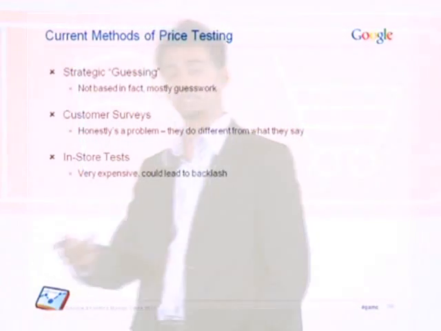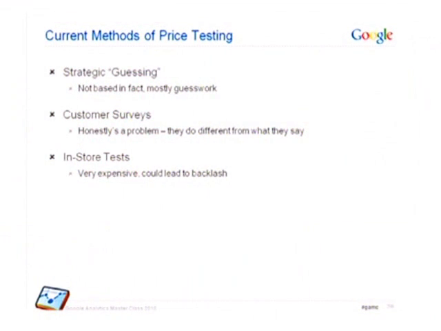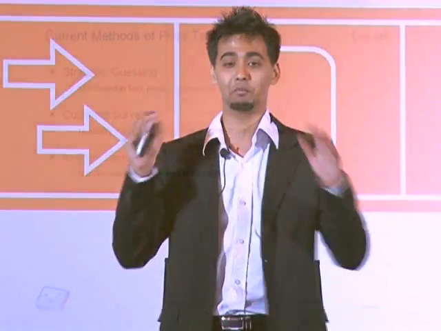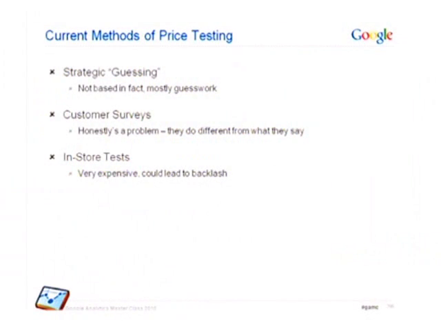Some of the common ways of doing this, okay, the most common way is strategic guessing, where a bunch of management people sit in the boardroom and then hippos butt heads. One says it should be this price, one says it should be the other price. There's usually competitive intelligence behind that, and there's a lot of insight, but at the end of the day, there's not much data.